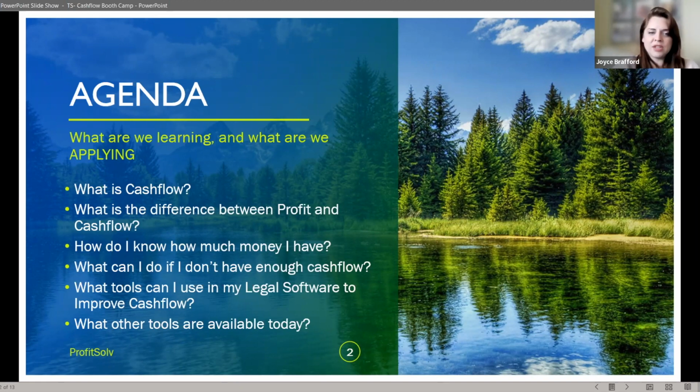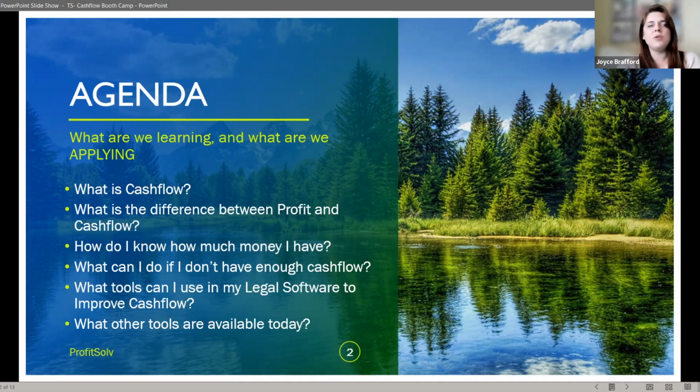So let's talk about what cash flow is in today's presentation. We're going to talk about understanding exactly how much money you have. We're going to talk about what happens if you don't have enough cash flow and recognizing that. We're going to talk about the solutions built into your legal technology, your practice management, your time and billing software that can help you manage cash flow issues. And we're also going to talk about what you can do with your bank.